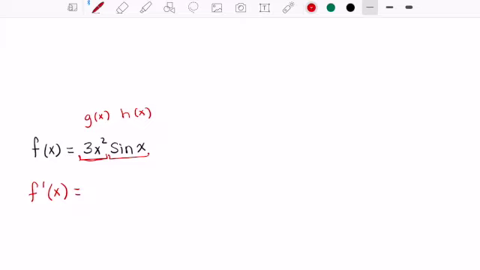So when I take the derivative of this, I want to take the derivative of the first. So the derivative of that first, 3x squared, well, that's just a power rule. So we're going to wind up with 6x times the second, so times sine of x, plus the first, so 3x squared, times the derivative of the second. Well, the derivative of sine of x is cosine of x. And that's it. All that we have left to do now is to just simplify.